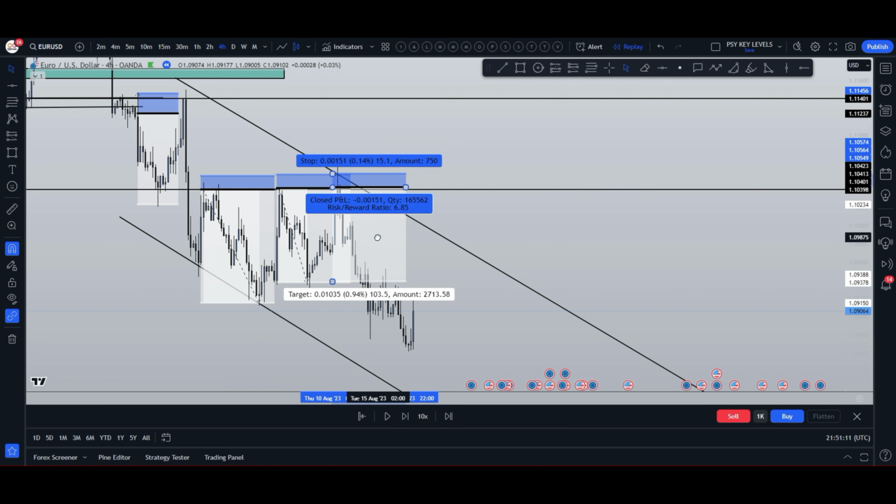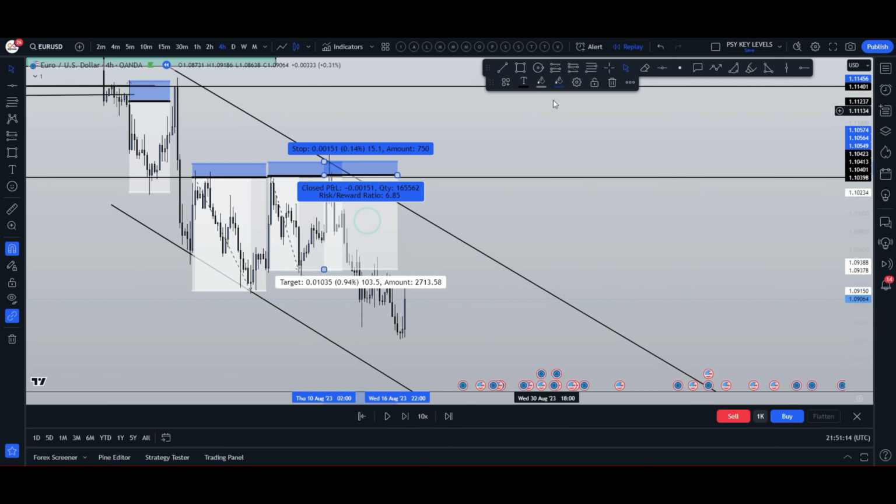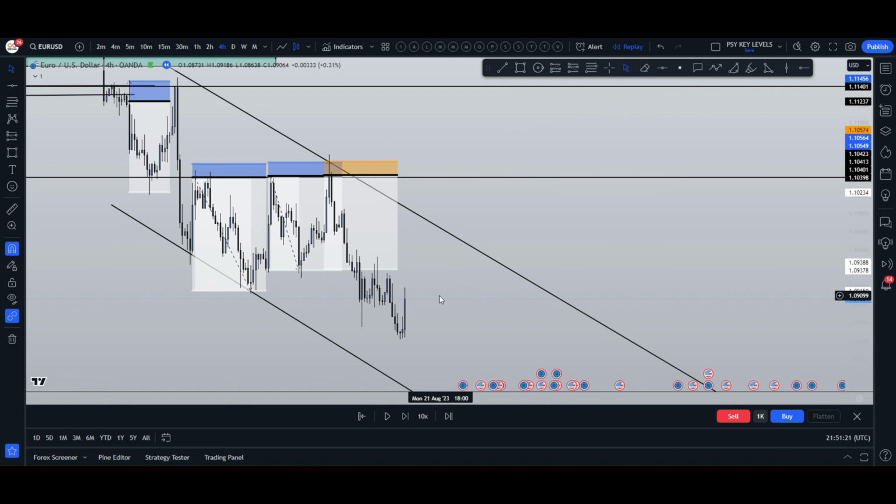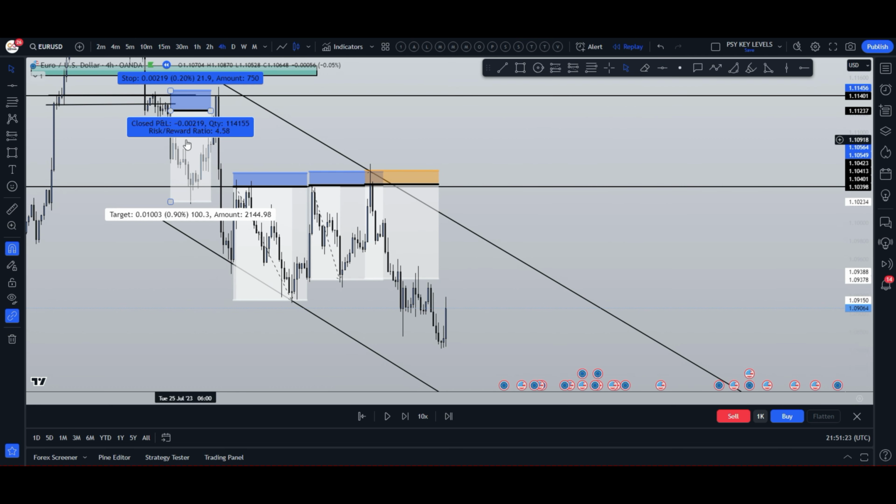Let's just say we would have come back up here and we would have lost. Let's just make it realistic. We're not just going to win all the trades. I like to color the losses orange. So don't forget, this is a 4.5.